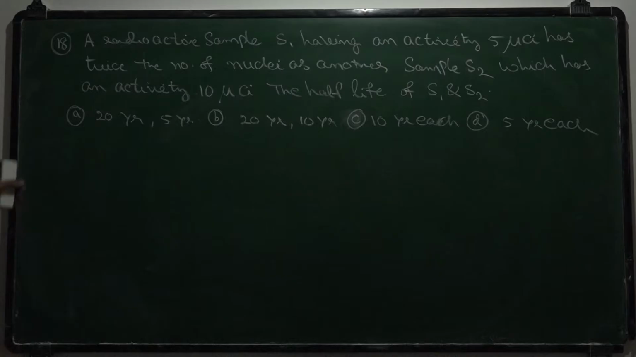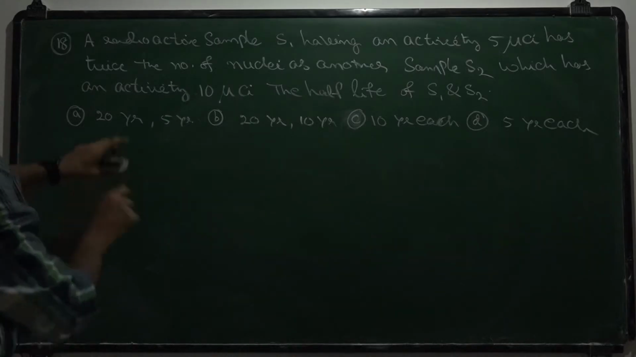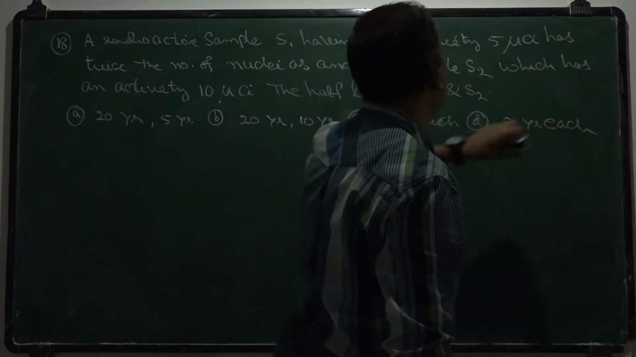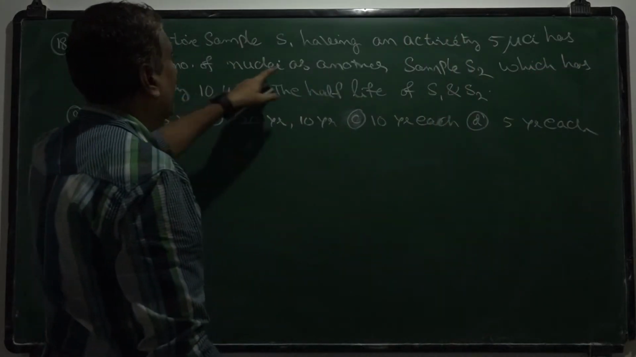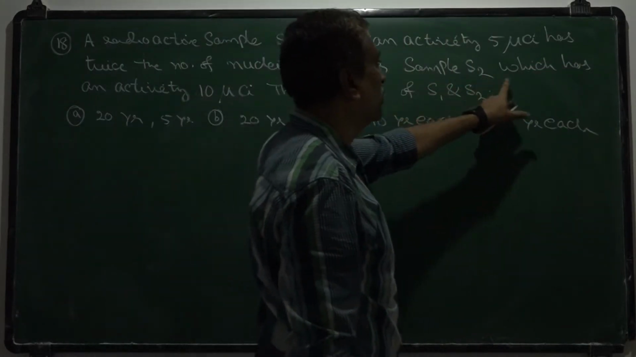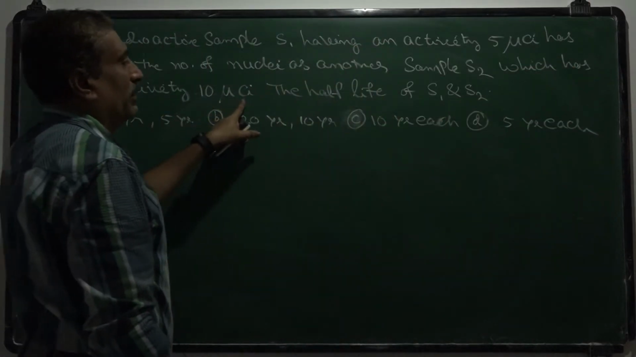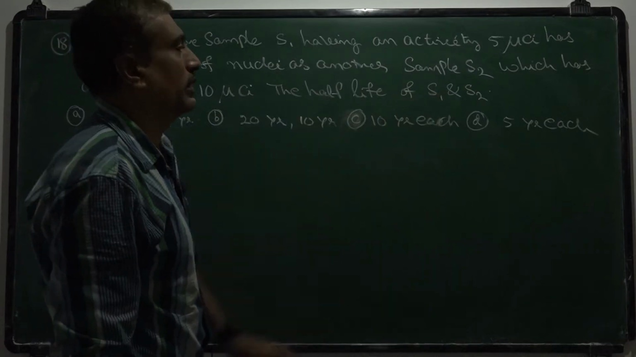Okay, the question is, a radioactive sample S1 having an activity 5 microcurie has twice the number of nuclei as another sample S2 which has an activity of 10 microcurie. The half-life of S1 and S2 are.